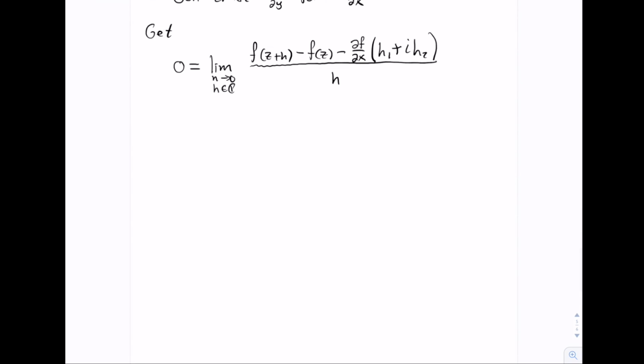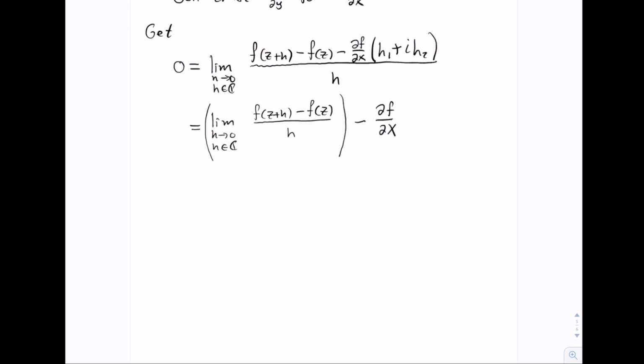So when I put this together, I see that this is the limit as h goes to 0, h in C, of f of z plus h minus f of z over h. But now when I pull this other part off, those h's cancel. Partial f partial x doesn't depend on h at all. So I can separate that from the limit. So minus partial f partial x.